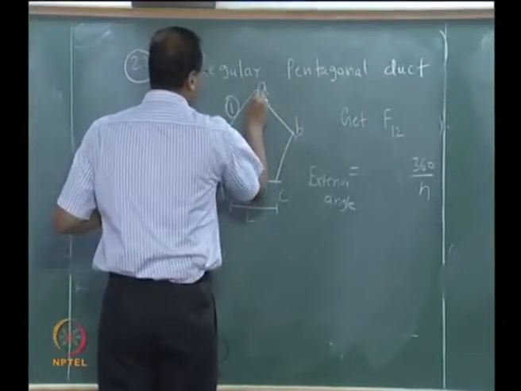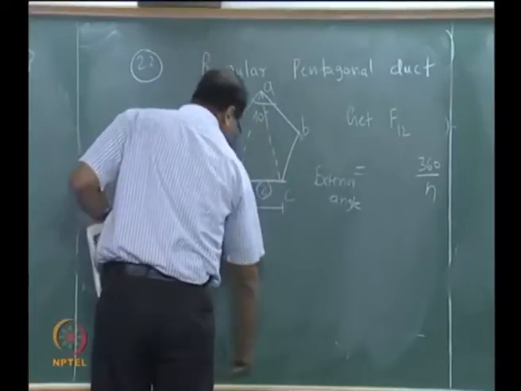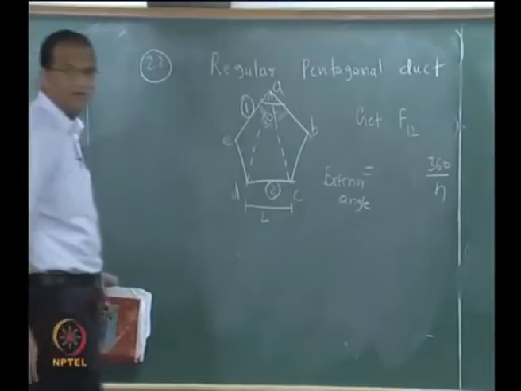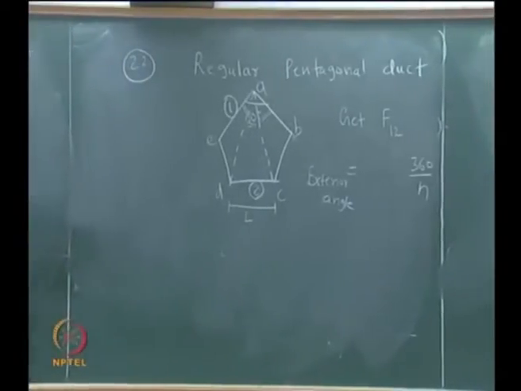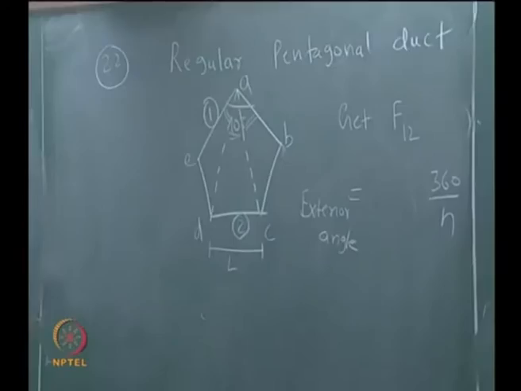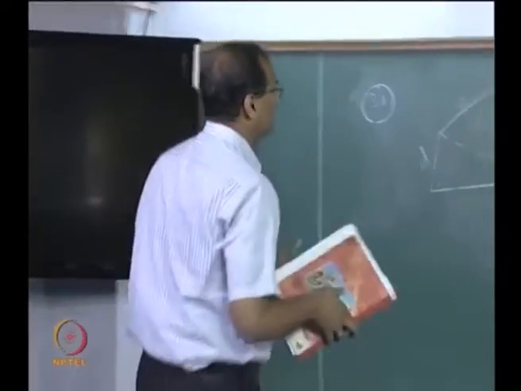Now if I join this, each of these angles is, we do not know. Will it be 36? It will be equal only. It will be 36. Okay. Now, this angle.